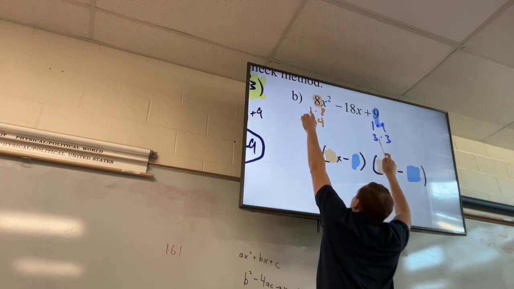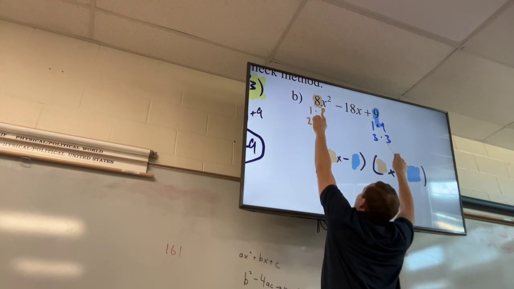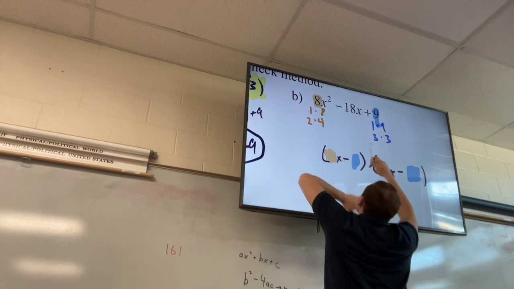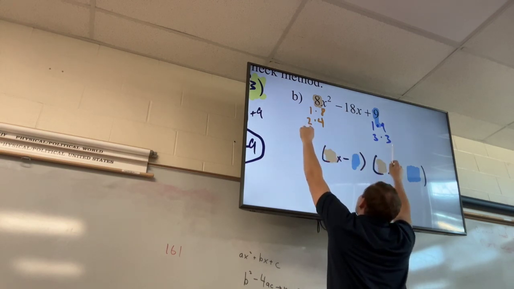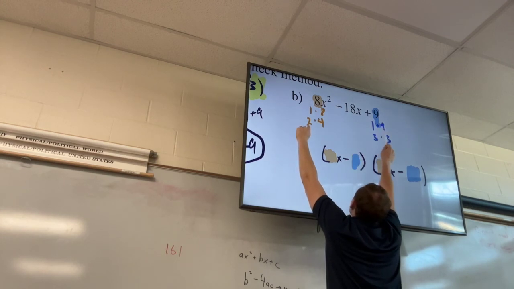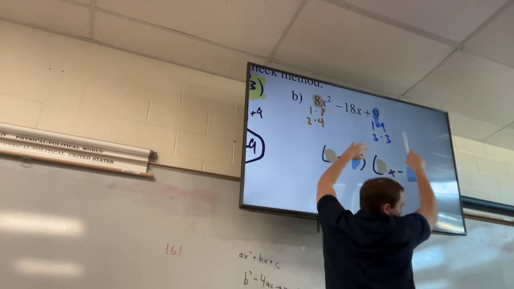So let's try the top orange and the bottom blue. 1 times 3 is 3. 8 times 3 is 24. 24 plus 1 is 25. Not even close, okay? Dang, bummer. Okay, let's try this one. Second orange, first blue. 2 times 9 is 18. 4 times 1 is 4. 4 plus 18 is 22. Not going to work. No, sad face.